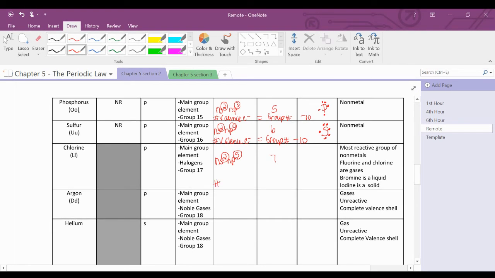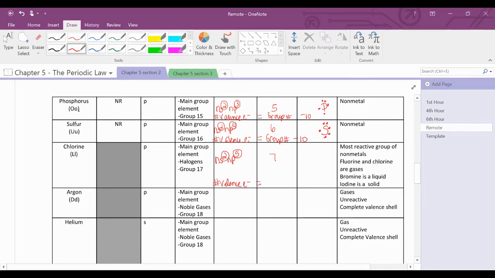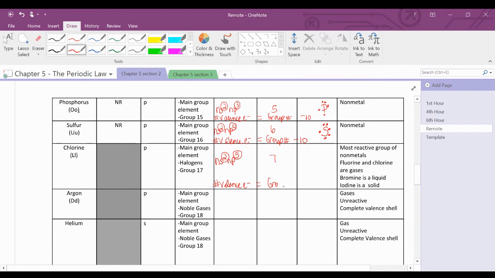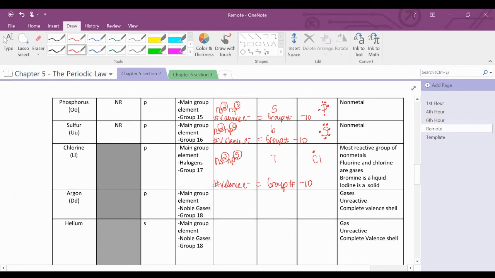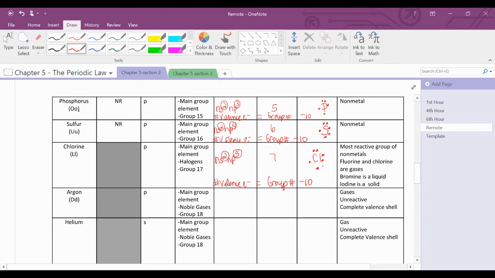And again, I can determine the number of valence electrons by taking the group number and subtracting 10. So for the electron dot diagram, we'd write the symbol for chlorine, and it's going to have 7 dots. So it's going to have 3 pairs and 1 single dot.